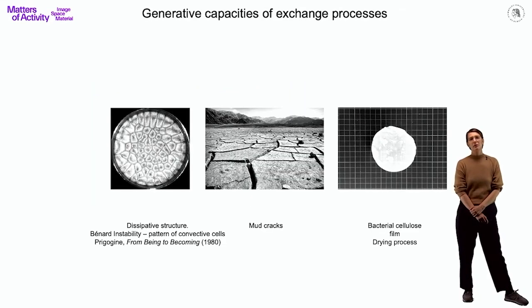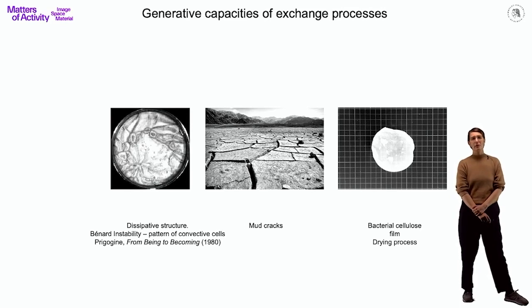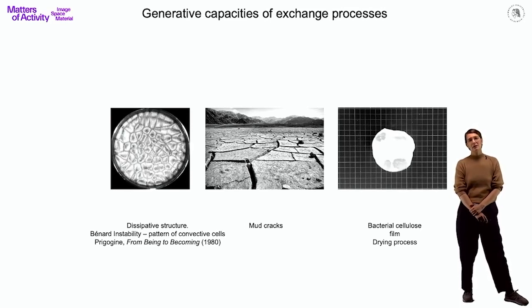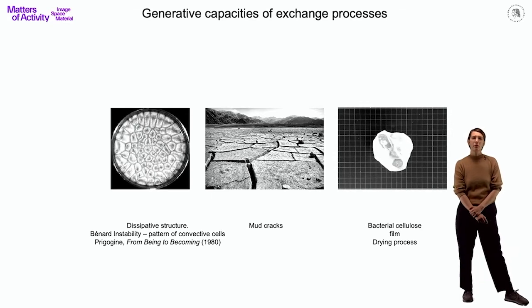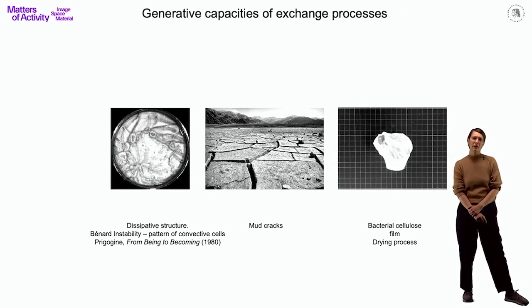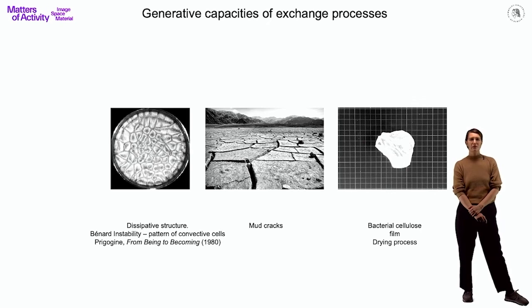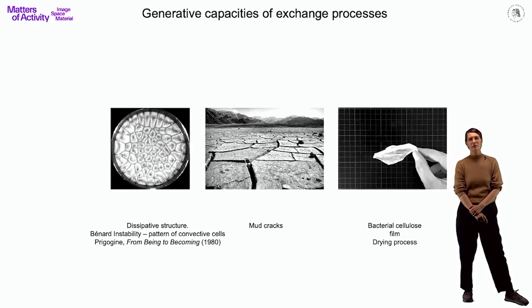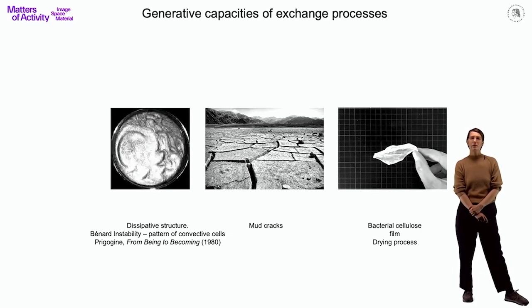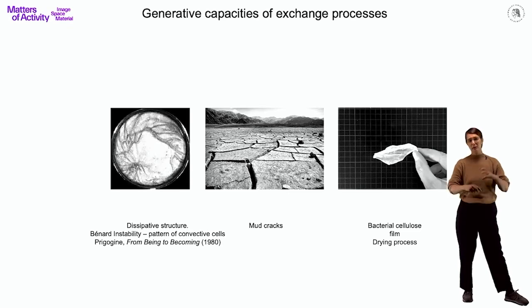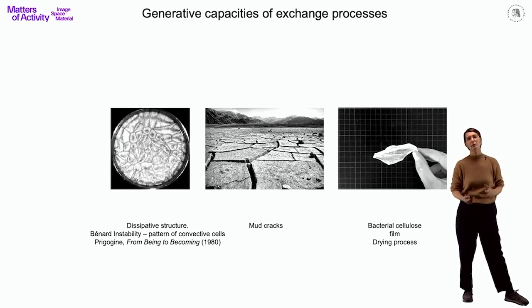Environmental exchange can be understood as a generative principle for transforming material structures, such as in this example of mud cracks formed in the process of drying and natural convection. Also, in the case of bacterial cellulose, the drying process starts to configure and reconfigure both the shape and the internal structure of the biofilm. And so the environment and the material become part of each other's composition in these processes, so that the environment is not an immaterial domain that surrounds the structure, but becomes incorporated into the material.